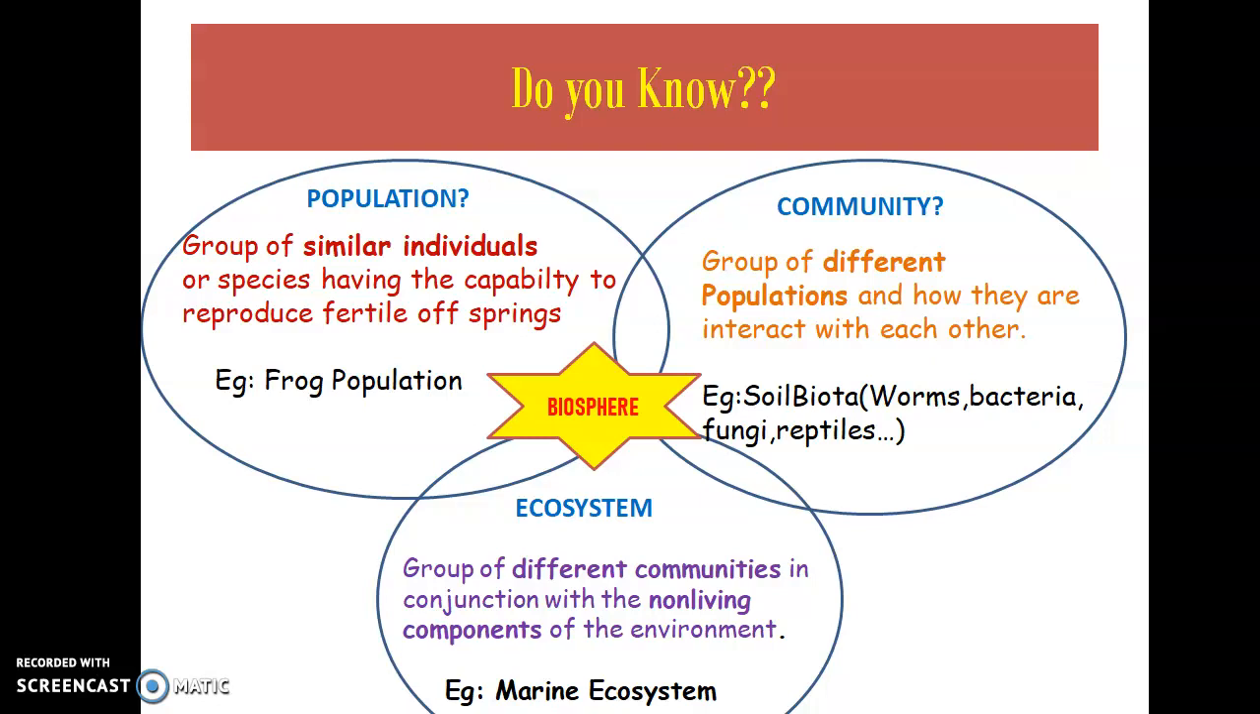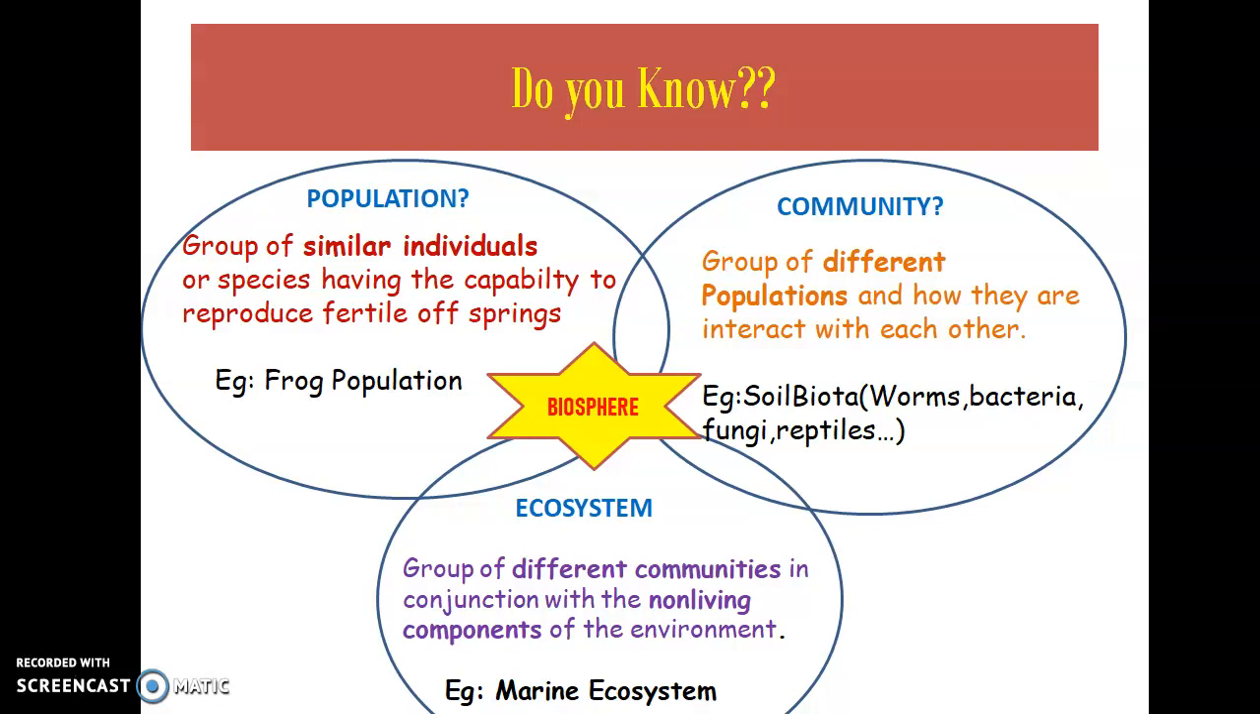So, do you know what is the difference between them? A population is a group of similar individuals or similar species which is having the capability to reproduce fertile offsprings. For example, human beings or human population, you can see that we are all coming under Homo sapiens. So this group of Homo sapiens or human beings constitutes a population, which is called a human population.